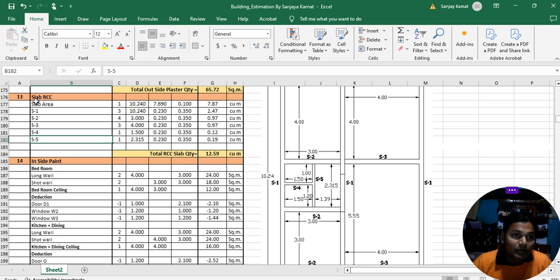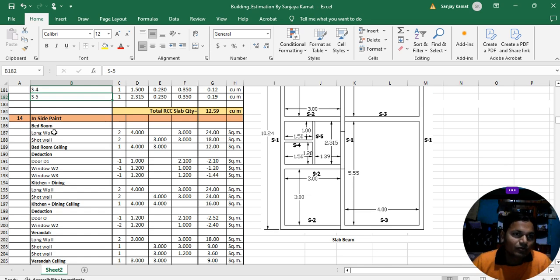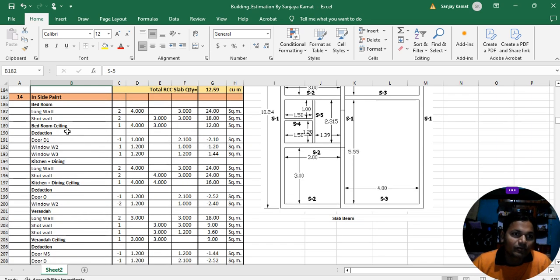After doing the calculation, I am doing it fast now because more than 1 hour has passed, and it is going to be approximately 2 hours. After the calculation, the RCC slab quantity will be 12.59 cubic meter. Now we are going to do the inside paint. You can do the paint also in a similar way. For painting also, we have the calculation.